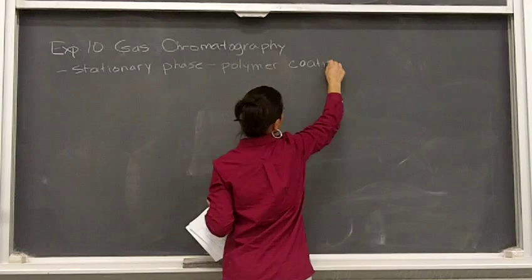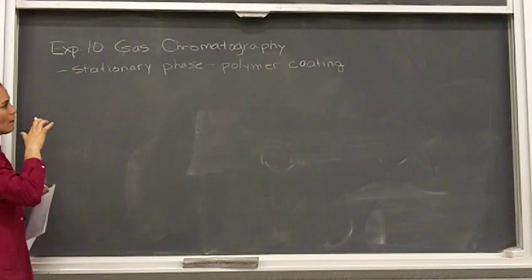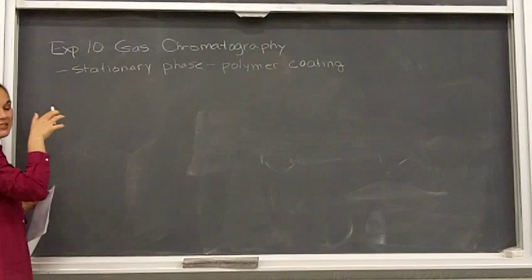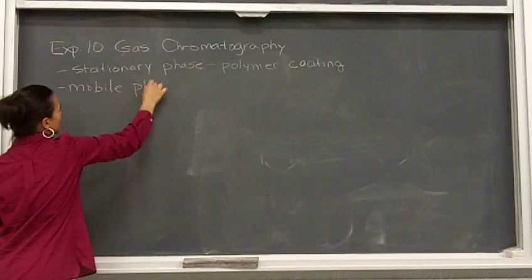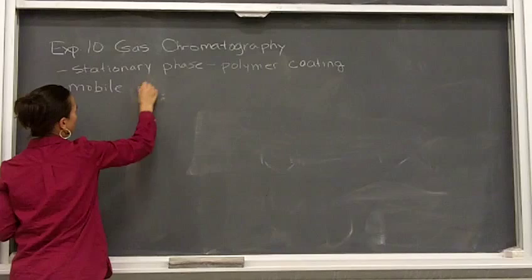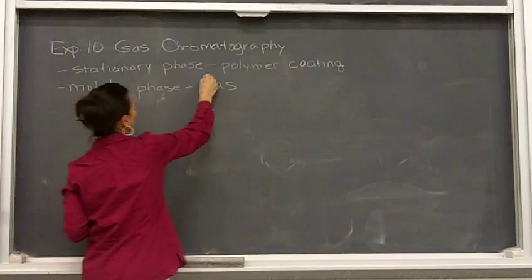So that stationary phase, it's the polymer coating inside the column. It's not heat sensitive and it won't deteriorate really easily chemically. Okay, so it's a very stable polymer coating, both thermally and chemically. And in our mobile phase, based on what this is called, what do you think is going to move everything through? It's going to be the gases, right? Hence gas chromatography. So the mobile phase is the gases, the carrier gases that are pushing everything through the system.